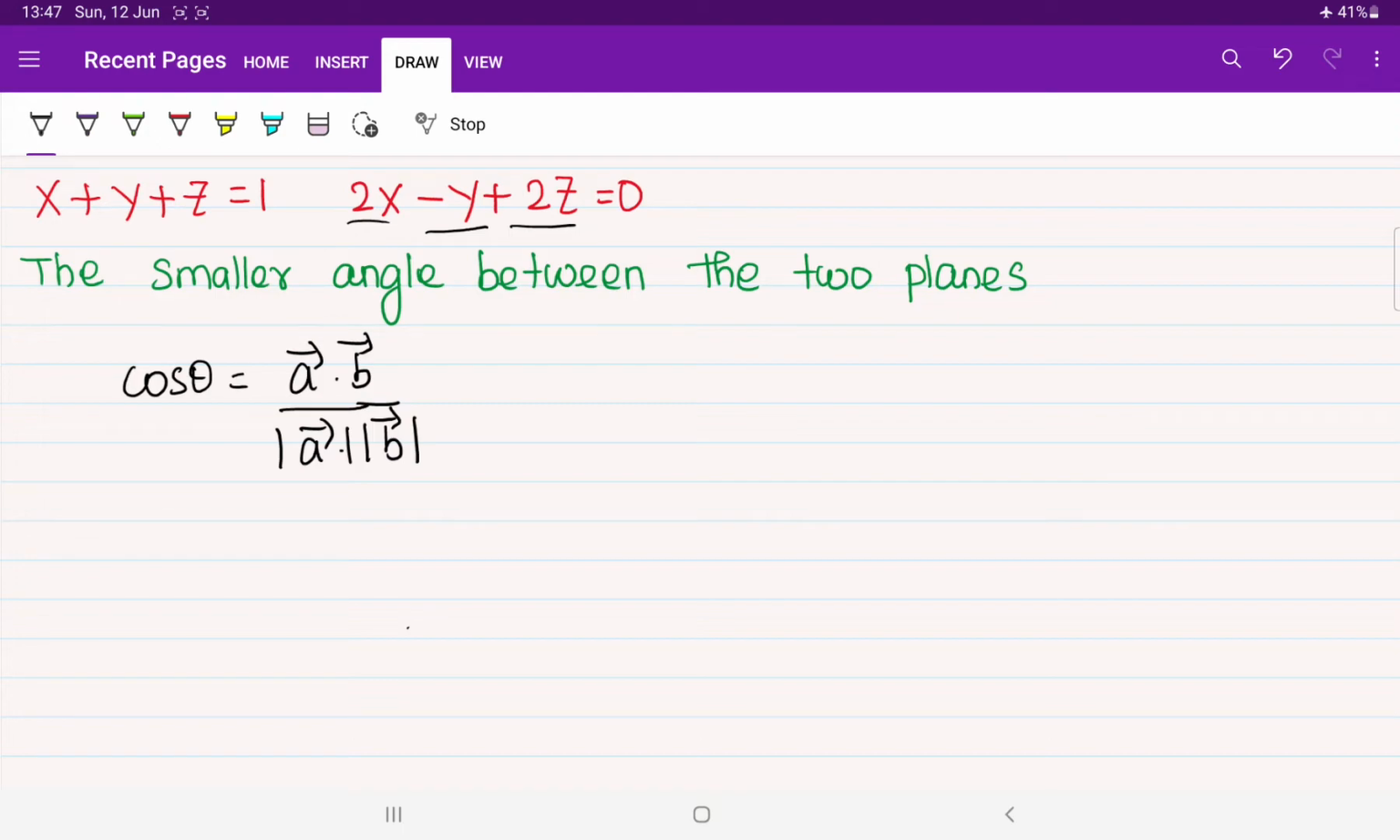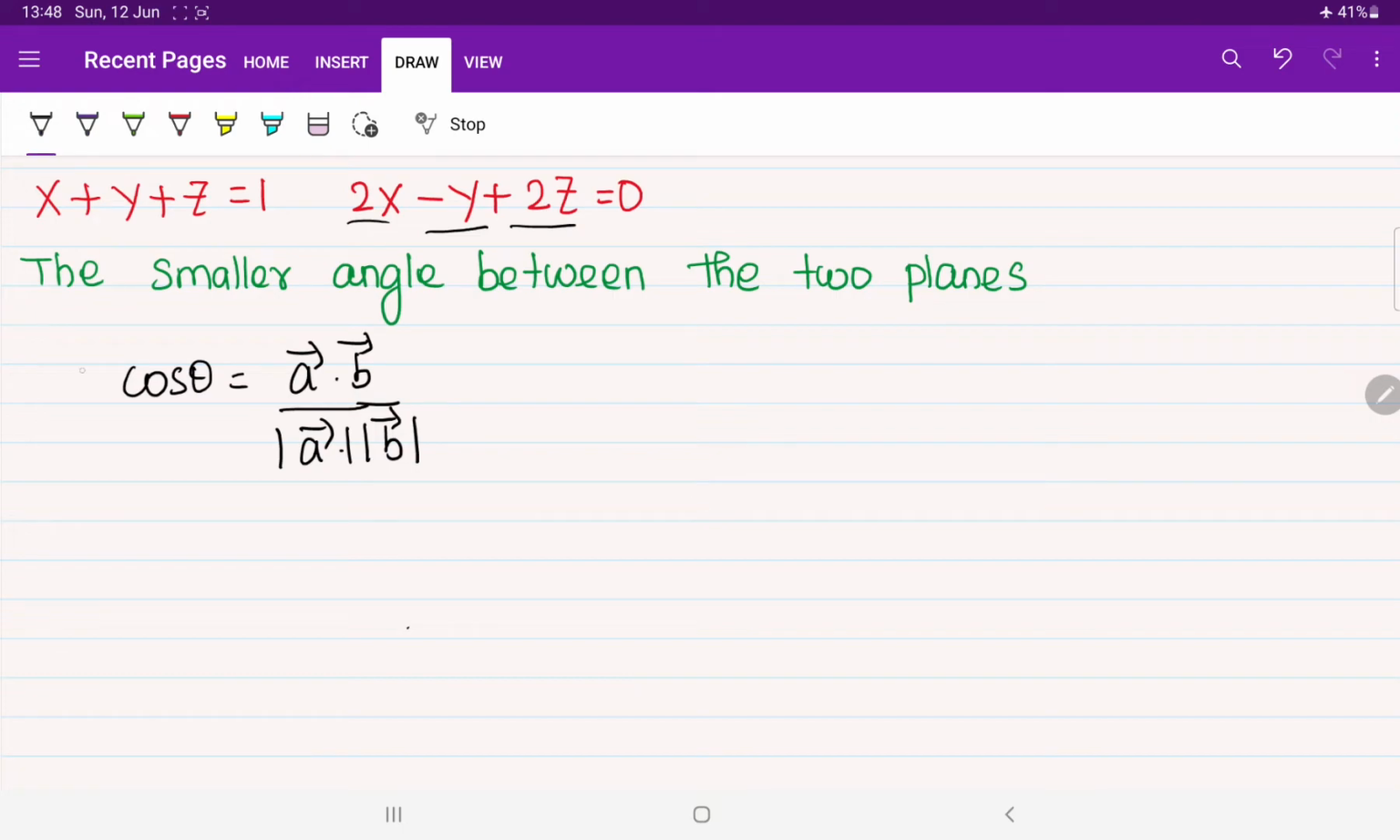Actually, what is the meaning of smaller angle? Suppose the two planes are placed like this. We can measure the angle between them in this way, and we can also measure the angle in this other way. If we measure it in this way, the value of the angle is very large. Smaller angle means if you directly measure the angle between these two planes here, it will be the smaller angle, that's all. Don't think about it too much. Anyway, we just have to find the angle between the two vectors.